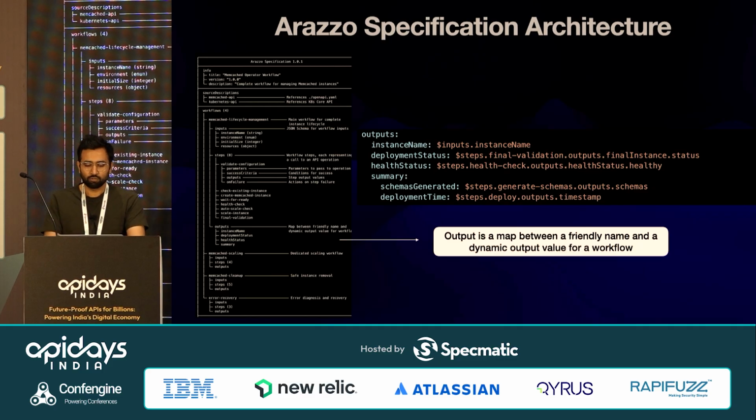The next part is the output. You can consider output as a friendly map for the dynamic output values of a workflow. So if the workflow output name is too long, you can define your own name and it will be easier for you.